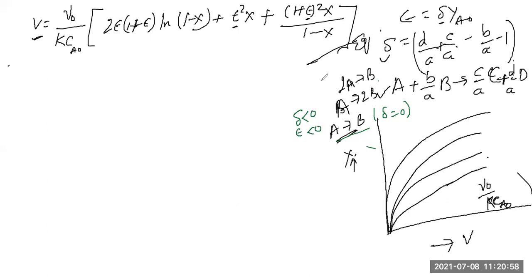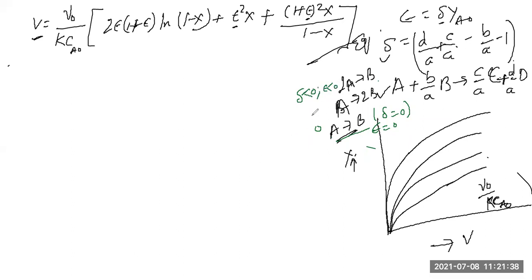And the other scenario is when there is no change. In the case of no change, you have delta equal to 0 and epsilon is also equal to 0. When there is a decrease in the number of moles, you have delta less than 0 and epsilon less than 0.